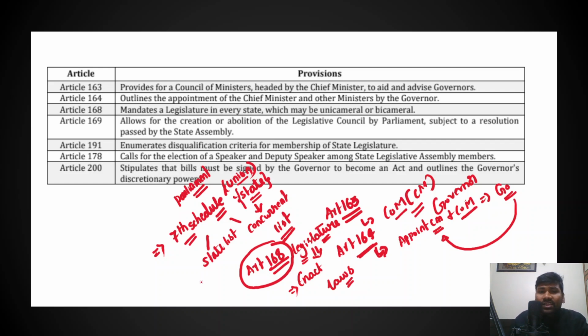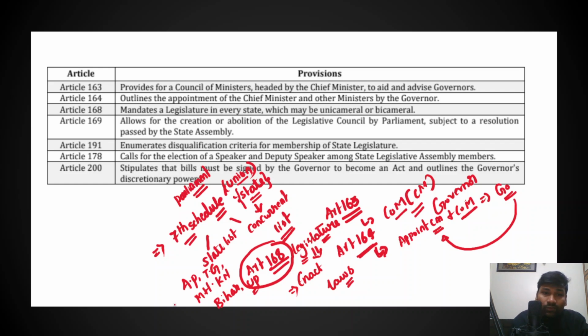Unicameral in the sense that most of the state legislatures have only the state legislative assembly, but there are some states which have the state legislative council as well. For example, Andhra Pradesh and Telangana, Maharashtra, Karnataka, Bihar, UP.